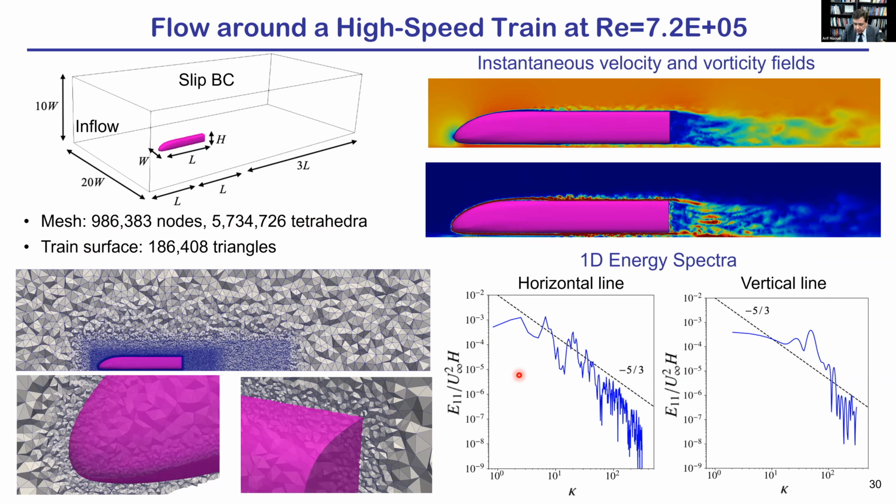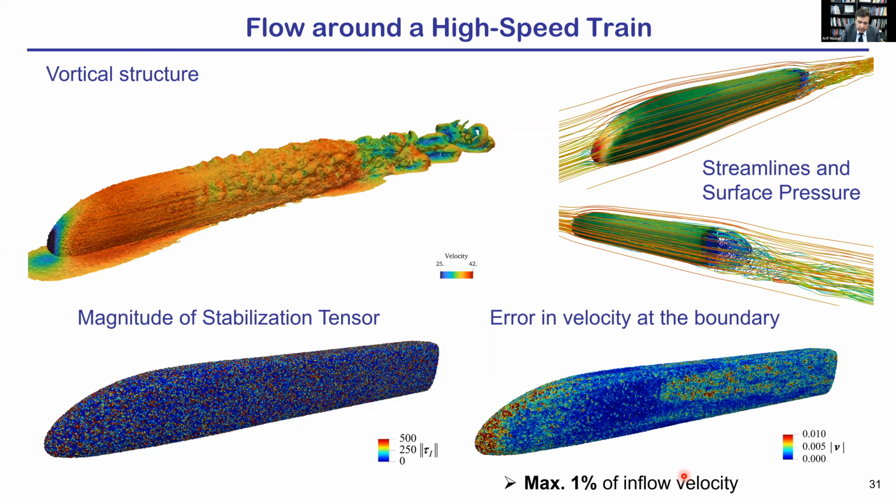In order to look at the flow characteristics, we have plotted the energy spectra along this line. This geometry doesn't have a symmetry plane, so we have plotted along this line in the wake of the flow and in the vertical direction. And in both cases, we see that the decay of energy from larger scales to smaller scales is generally following this -5/3 rule. Here is the vortical structure on the surface.